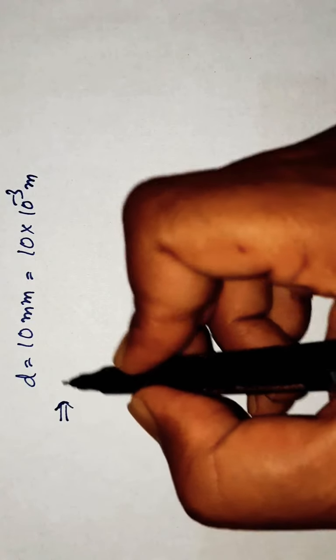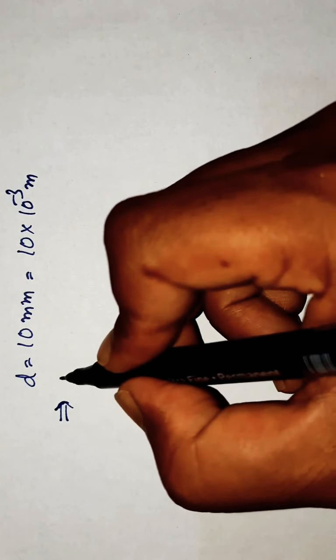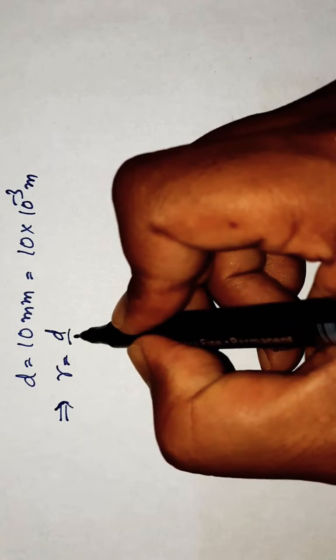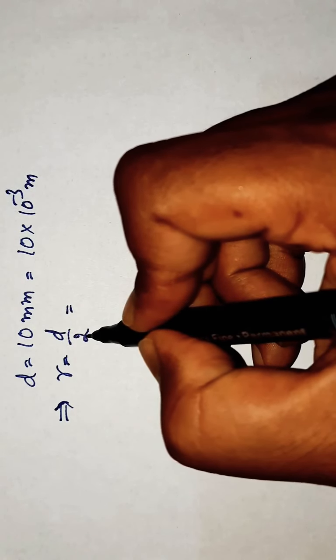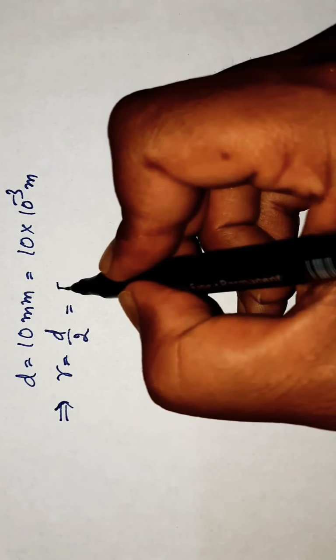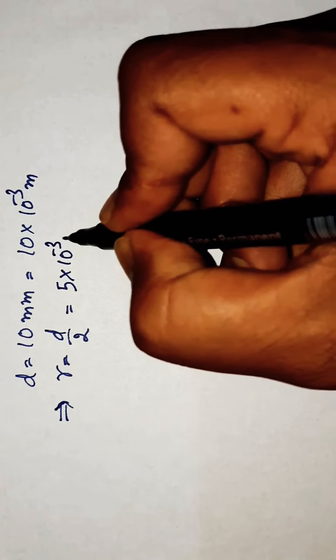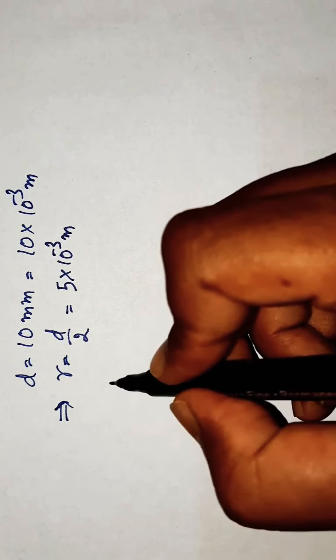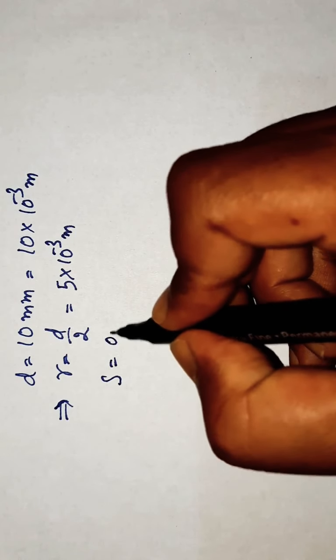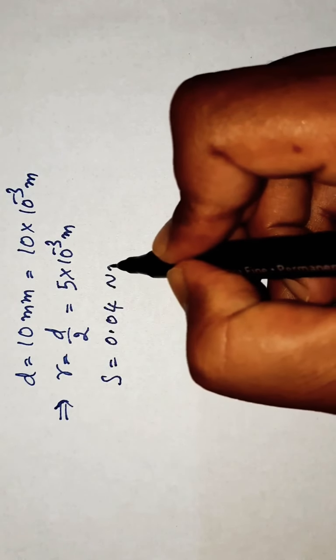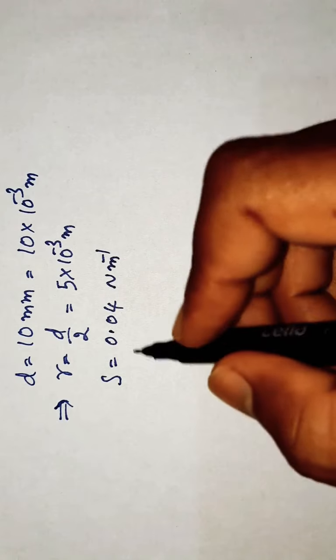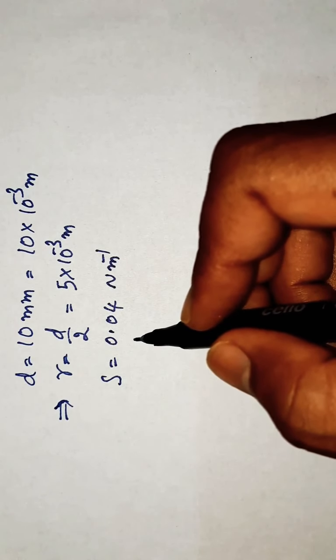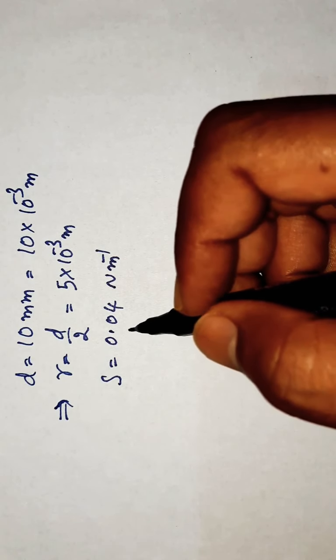So the radius of the soap bubble is r is equal to half of the diameter. So that is d by 2. Here 10 by 2, that is 5 into 10 to the power minus 3 meter. And surface tension is given. So s is equal to 0.04 Newton per meter. So here we have to find the excess pressure inside the bubble.